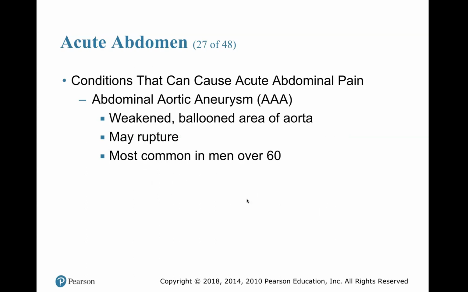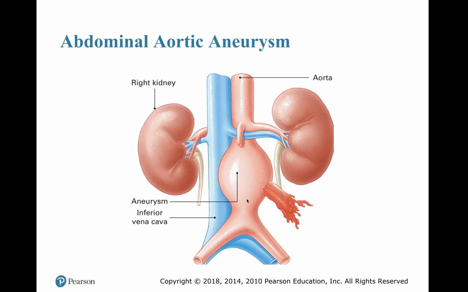Abdominal aortic aneurysm: weakened, ballooned area of the aorta. It may rupture, most common in men over 60. Okay, here we go. Here's the kidneys here. That's not the aneurysm. And then you have the aorta coming down, and it balloons out, and it can weaken and rupture. If this ruptures, you have minutes to get them to surgery, because the mass is a very, very large artery in your body, and it could result in bleeding out very quickly. And there's nothing you can do because it'll be internal bleeding.